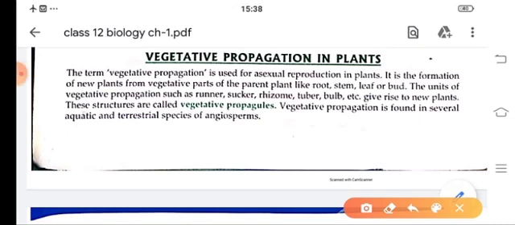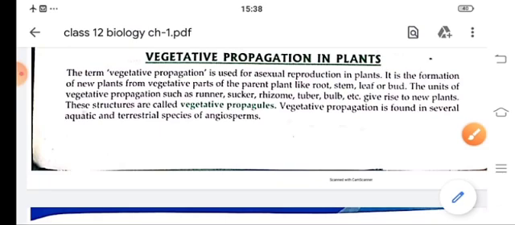Children, today we are going to start vegetative propagation in plants. Vegetative propagation is the asexual reproduction in plants, and in this, children, any part of the parent plant like root, stem, leaf or bud can propagate and give rise to a new plant. These structures are known as vegetative propagules.